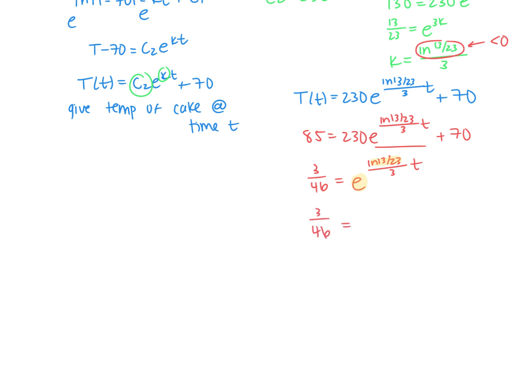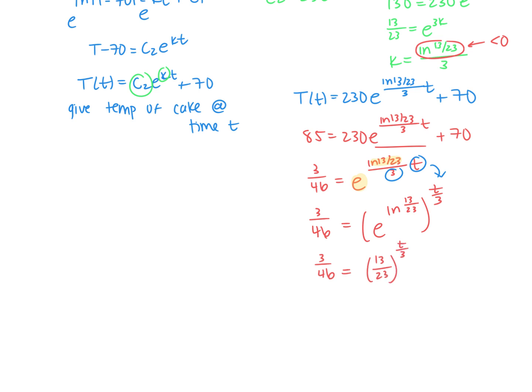And so what I'm going to do is write this as e to the power natural log of 13/23, to the power t over 3. What I did was pull out this t over 3. And you should confirm, don't just trust me, that this quantity is the same as the one above. Okay, so then where does that leave us? That leaves us with 3/46 is equal to 13/23 to the power t over 3.